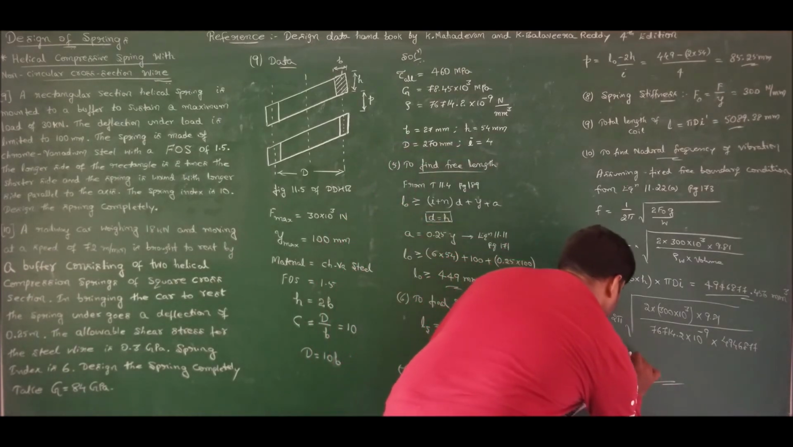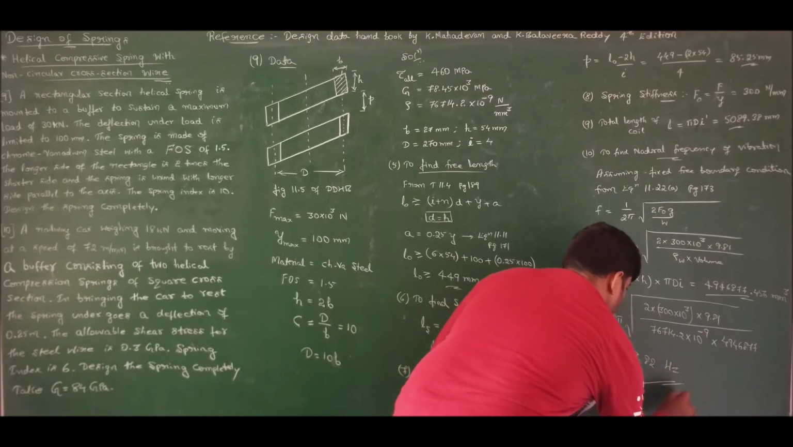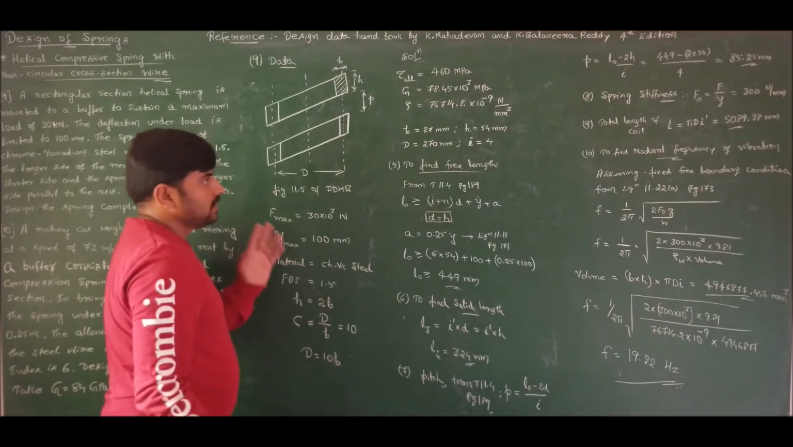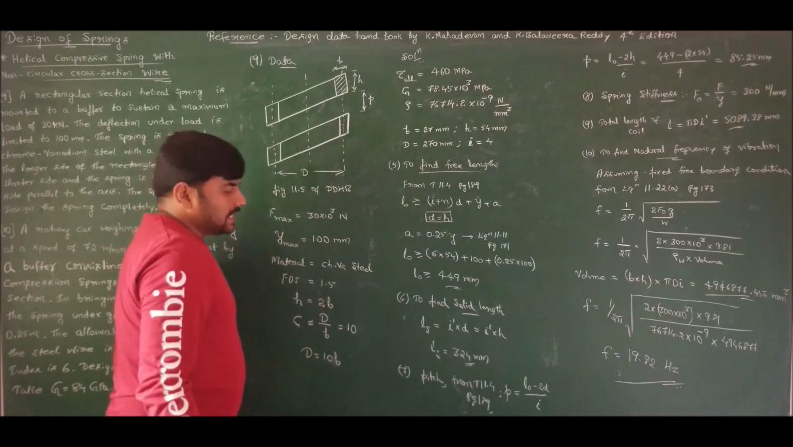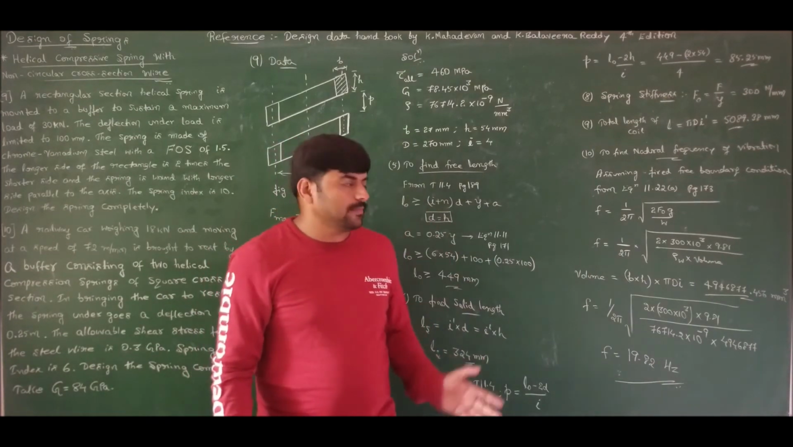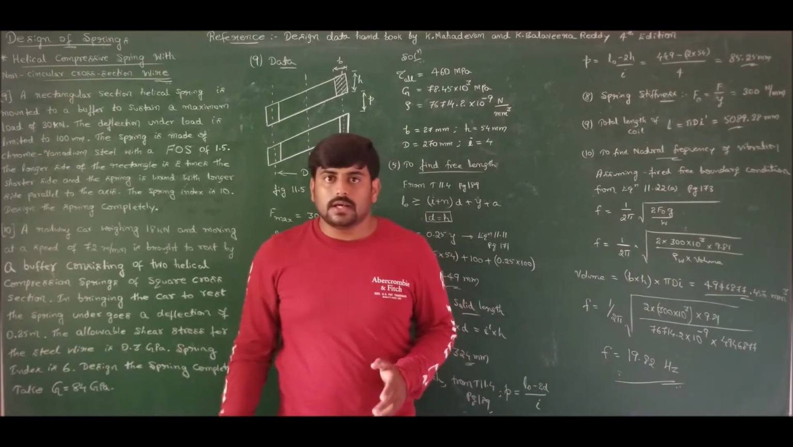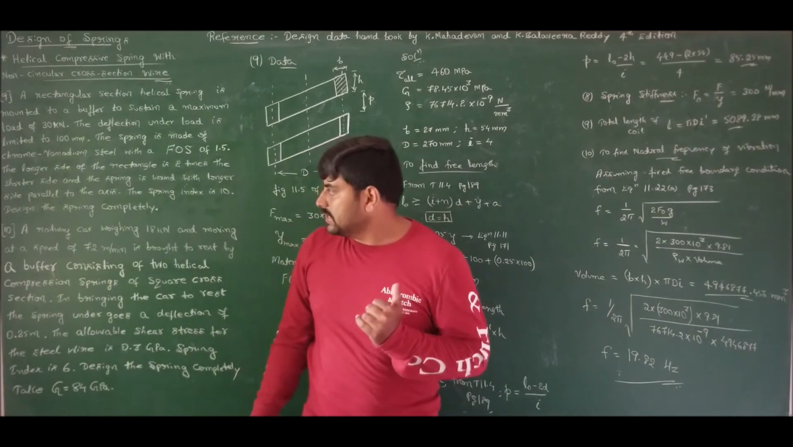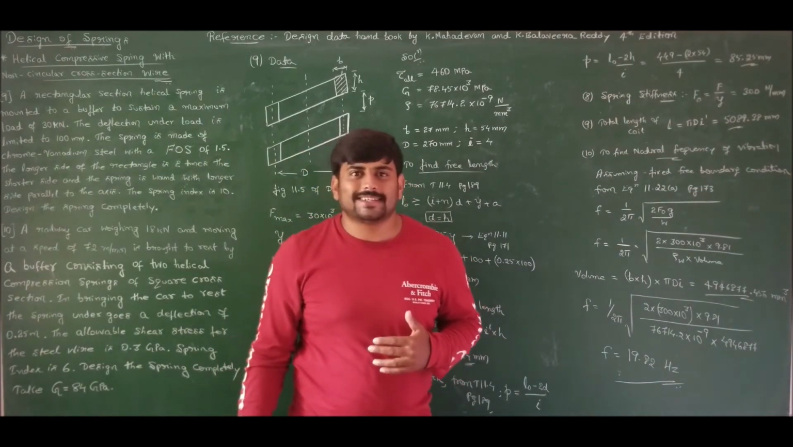The answer is 19.82 hertz. So this is the maximum frequency of vibration for the given helical compressive spring with rectangular cross section wire. So this is the complete solution for problem number 9. Let me pause this video for a while so that people can copy it down. Later we will solve problem number 10.